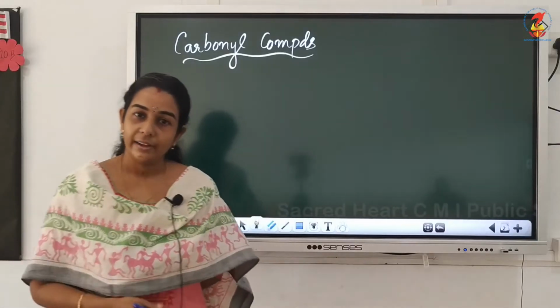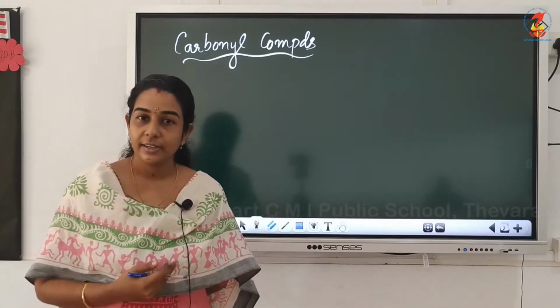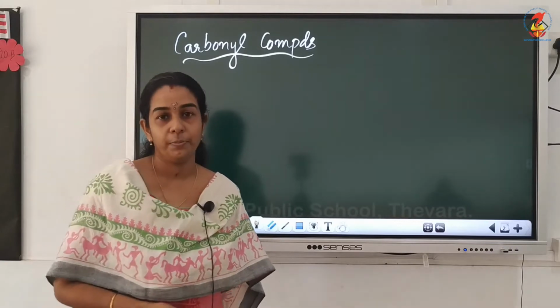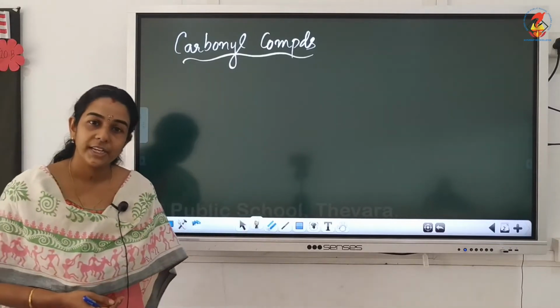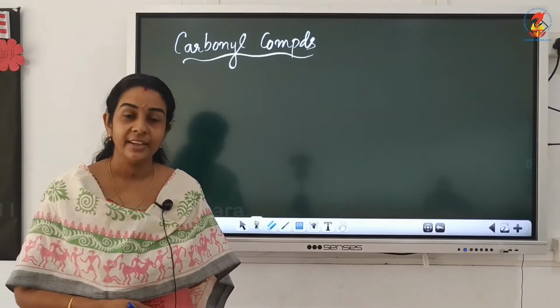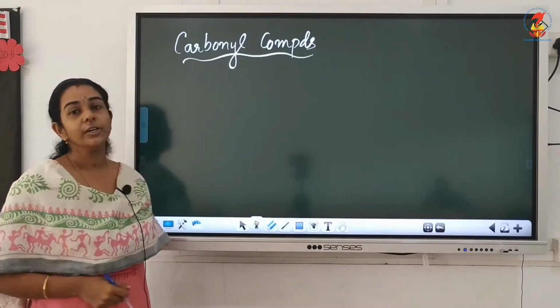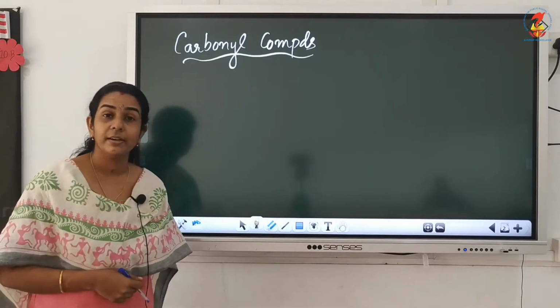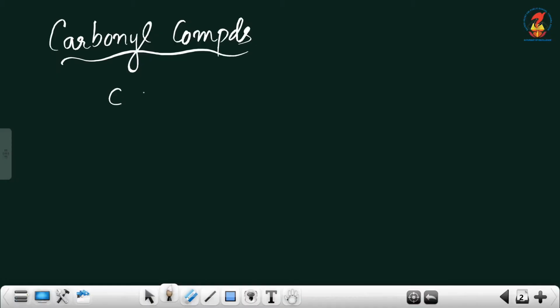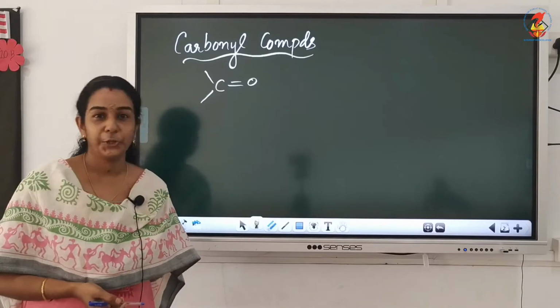Because aldehydes, ketones and carboxylic acids are known as carbonyl compounds. What do you mean by carbonyl compounds? All those compounds which contain carbonyl group are called carbonyl compounds. Then what do you mean by carbonyl group? That is C double bond O group is called as carbonyl group.